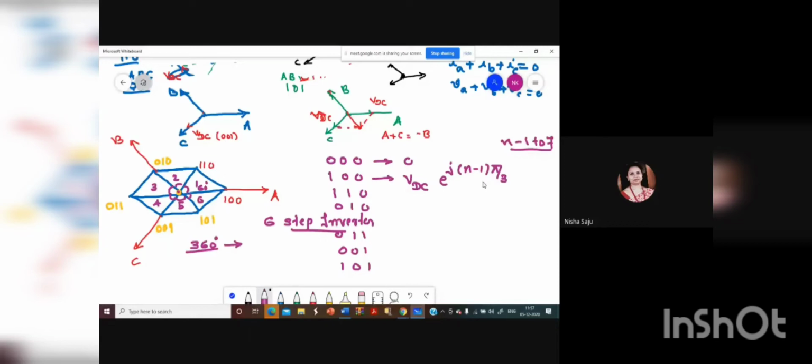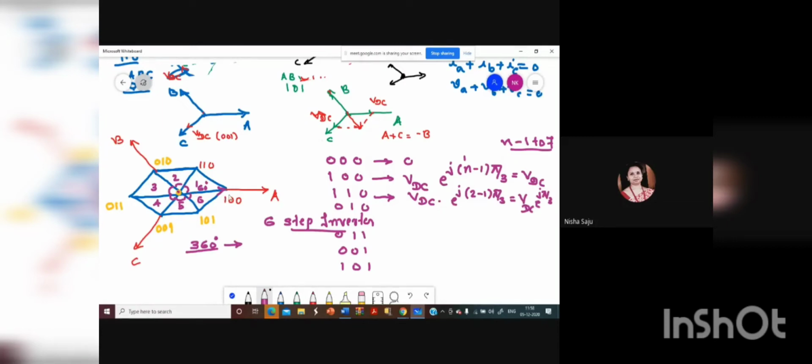And suppose you are putting n equal to 1, what will you get? E raised to 0, right? E raised to 0 is 1. So simply you are getting the VDC value. So the VDC value, as you can see, is simply at 0 angle and has a magnitude VDC. That's fine. If you are taking 1 1 0 and putting n equal to 2, again VDC into e raised to j (2 minus 1) into pi by 3, you are getting VDC into e raised to j pi by 3. What is pi by 3? Pi by 3 is 180 by 3, that's equal to 60, right? So that means this vector is displaced at an angle of 60 degrees from 1, 0, 0.